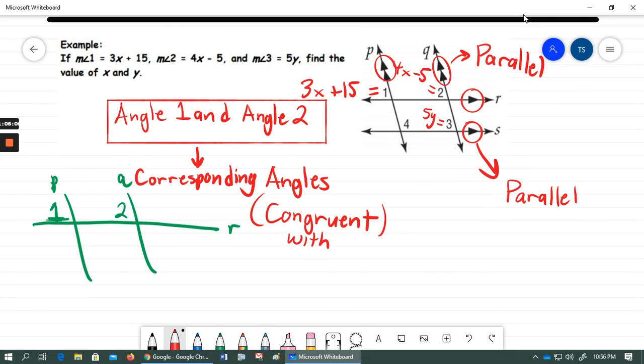And again, this is only with parallel lines, and we've got to hurry up to finish this video. If these corresponding angles are supposed to be congruent, then we can write out an equation. Congruent means that they're the same measurement, right? If they're equal, then you literally set those two equal to each other. So we write out 4x minus 5 equals 3x plus 15.